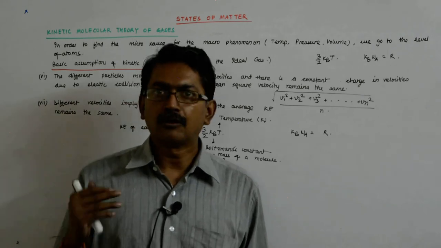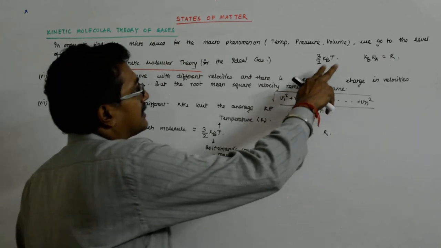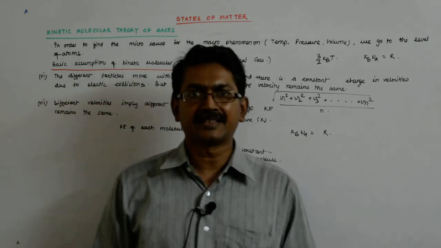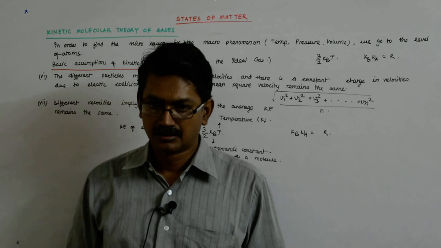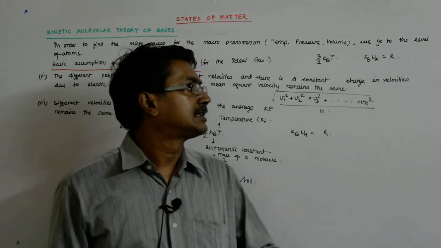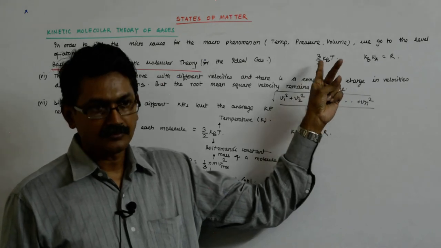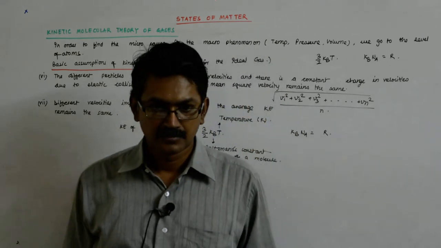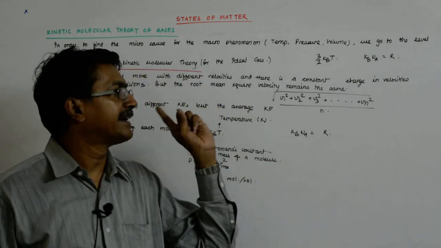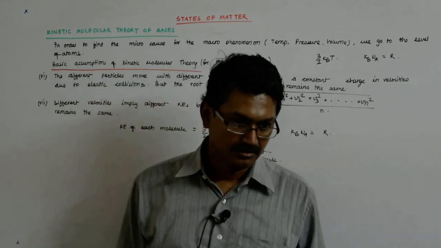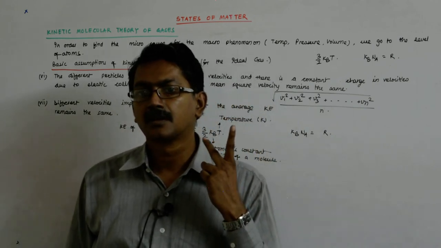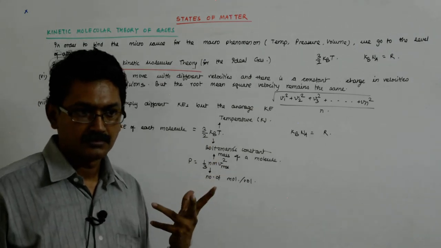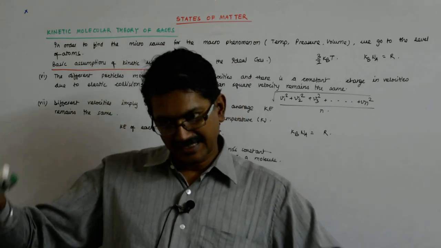You understand? Now what happens? Now this is critical. This 3 by 2 kBT. This is critical. So as you said, whether the energy remains conserved, yes, it does, as long as T is a constant. You change T, the kinetic energy goes up. The kinetic energy goes up means the velocity goes up. If the velocity goes up, they start hitting the walls of the container faster. The pressure goes up. Correct. V goes up, pressure goes up. Get that point? So it is related like that.